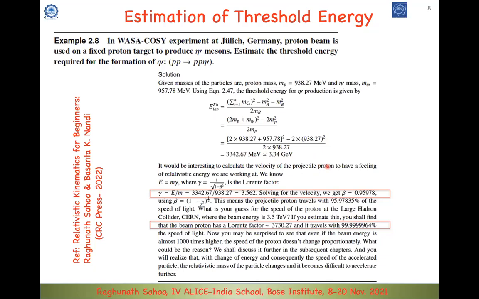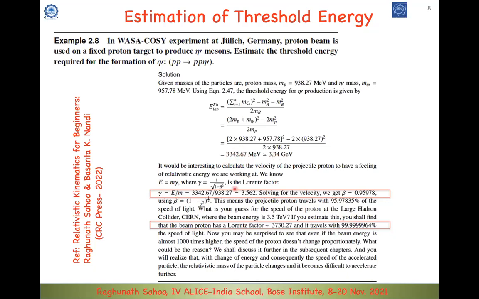Since I am working at the LHC, I extended the discussion in this book a little more to draw different inferences. For example, if my lab energy is 3.34 GeV and my LHC works at much higher energy, let's try to draw some conclusions from the speed, beta, and all that. So I went on calculating the gamma factor, which is E over M, taking this energy value.